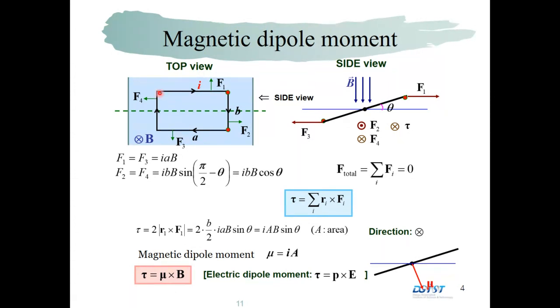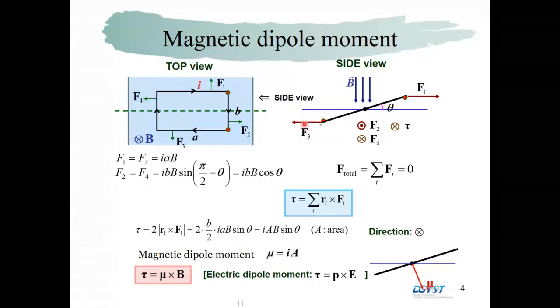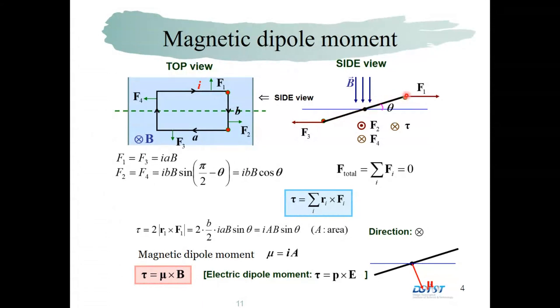Let's assume there's some kind of current loop here. There is some current I passing through in this direction. Here you can see the side view of this loop, and this is the top view. Let's think about the force acting on this rectangular loop. Now we assume the magnetic field direction is going from the top to the bottom in this side view.